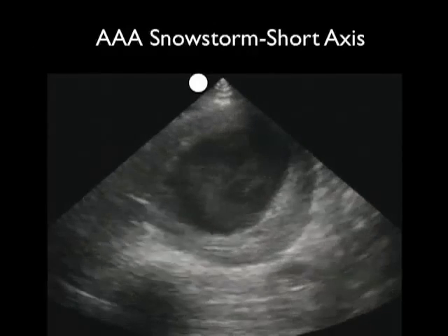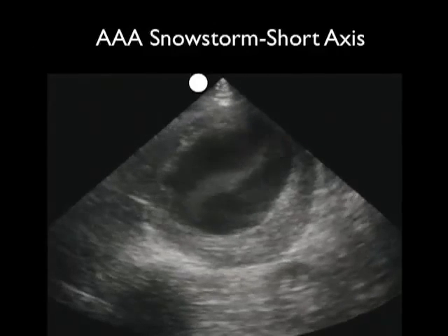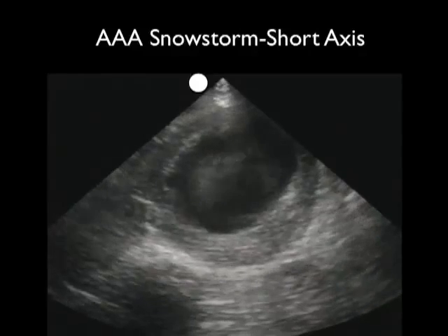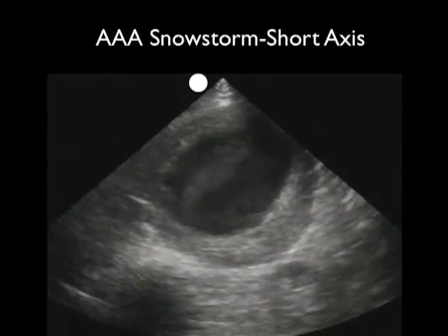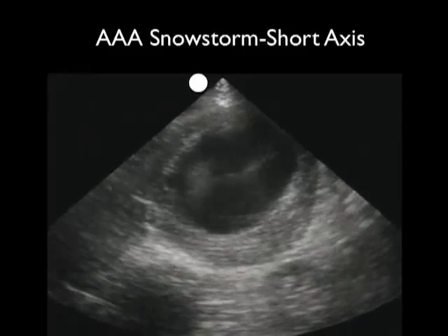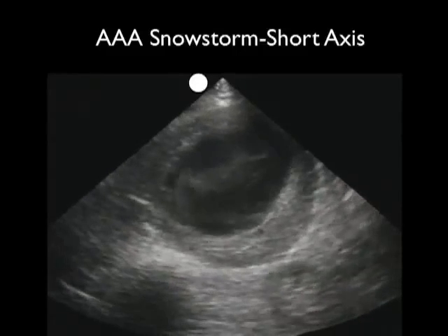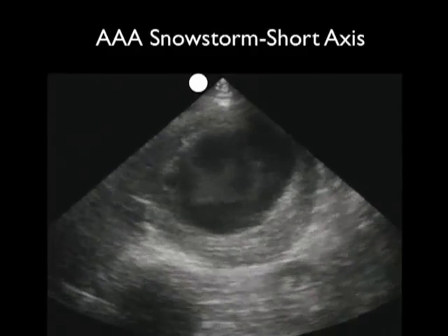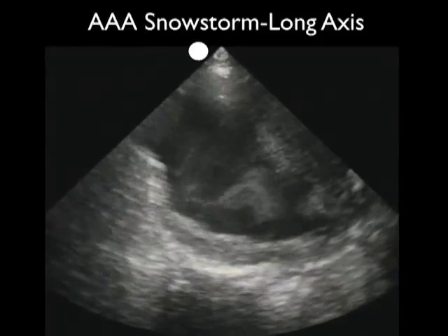This image is a short axis configuration showing an extremely large AAA in a patient who presented to the ED with abdominal pain during a snowstorm in New York City in January. Notice the very large AAA and the chaotic flow of blood inside. You can almost see the thrombus deposition from the swirls of blood in this very large AAA.